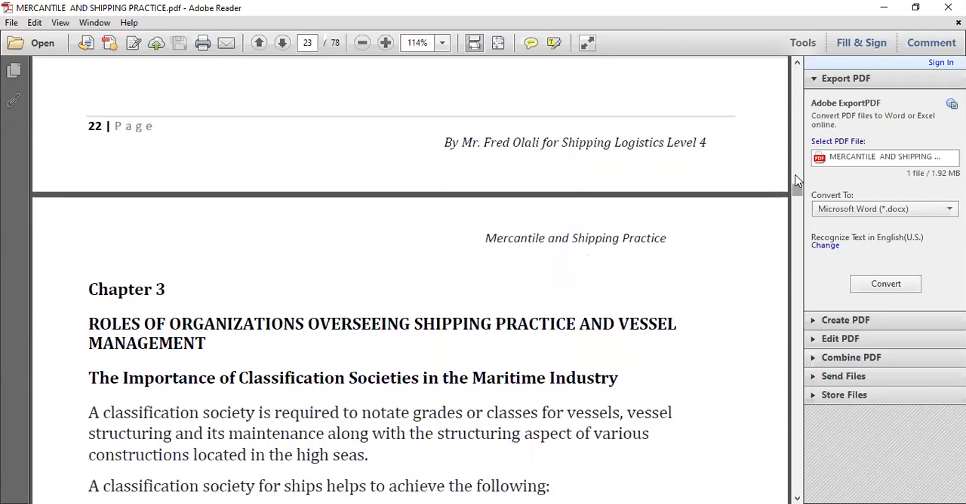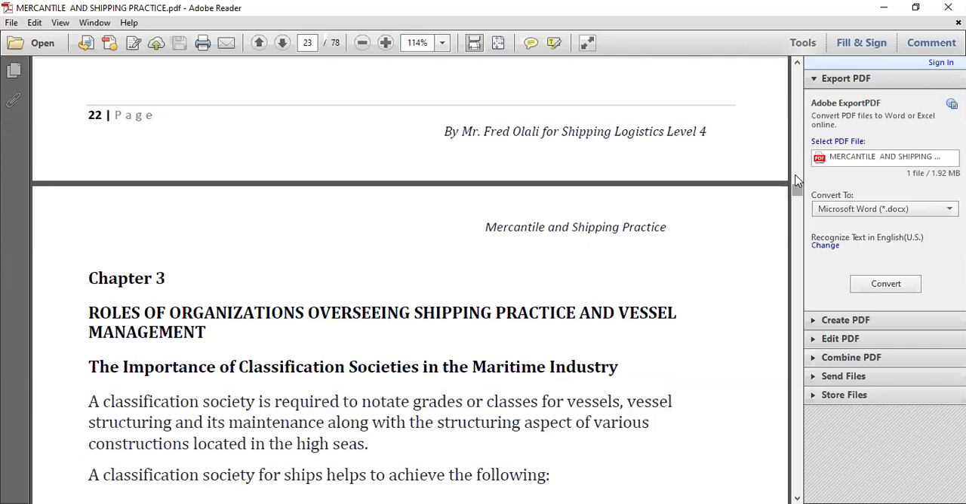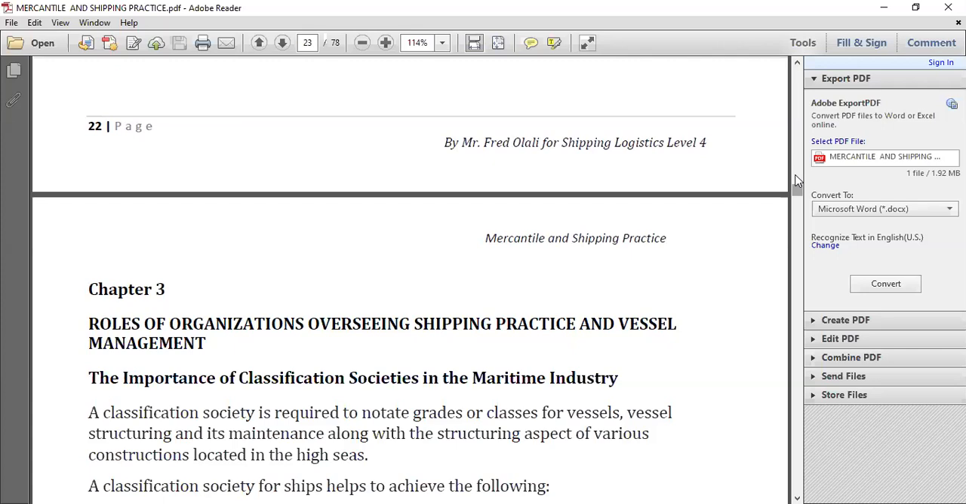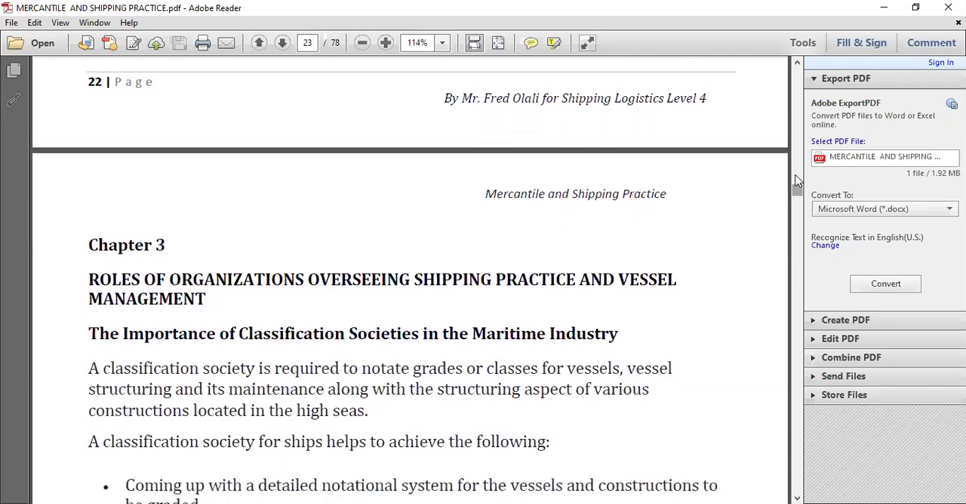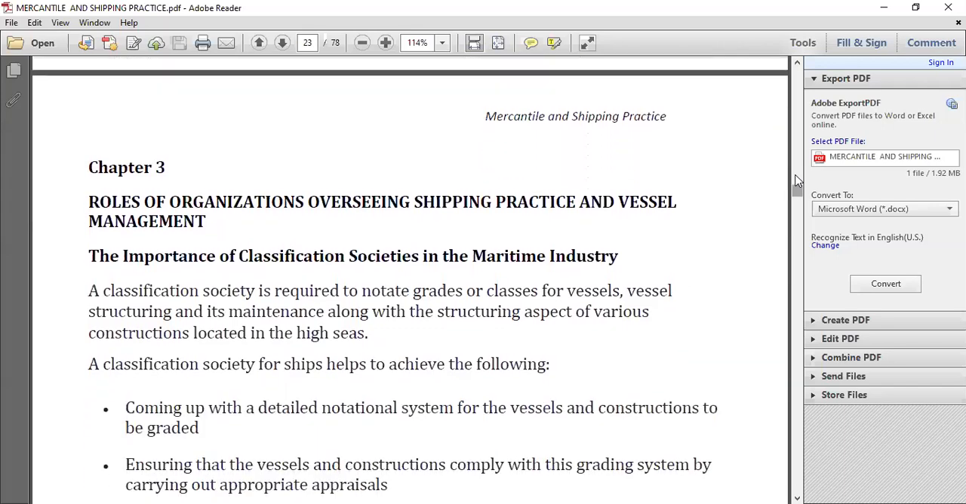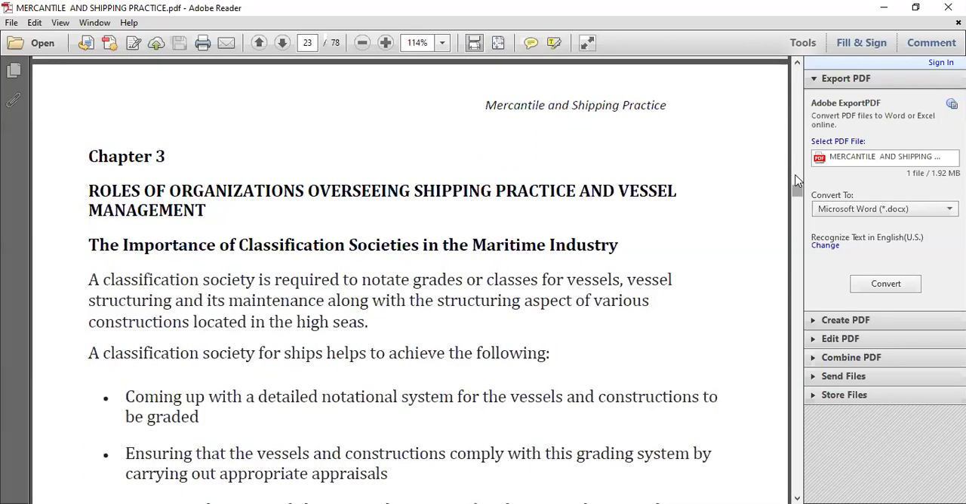So that is all about the hierarchy in shipping operations, how it is arranged. Who is at the top, who is in the middle on the operations, the finance, and all that. That is all you need to know there. Now, straight away, I want us to move to chapter 3.